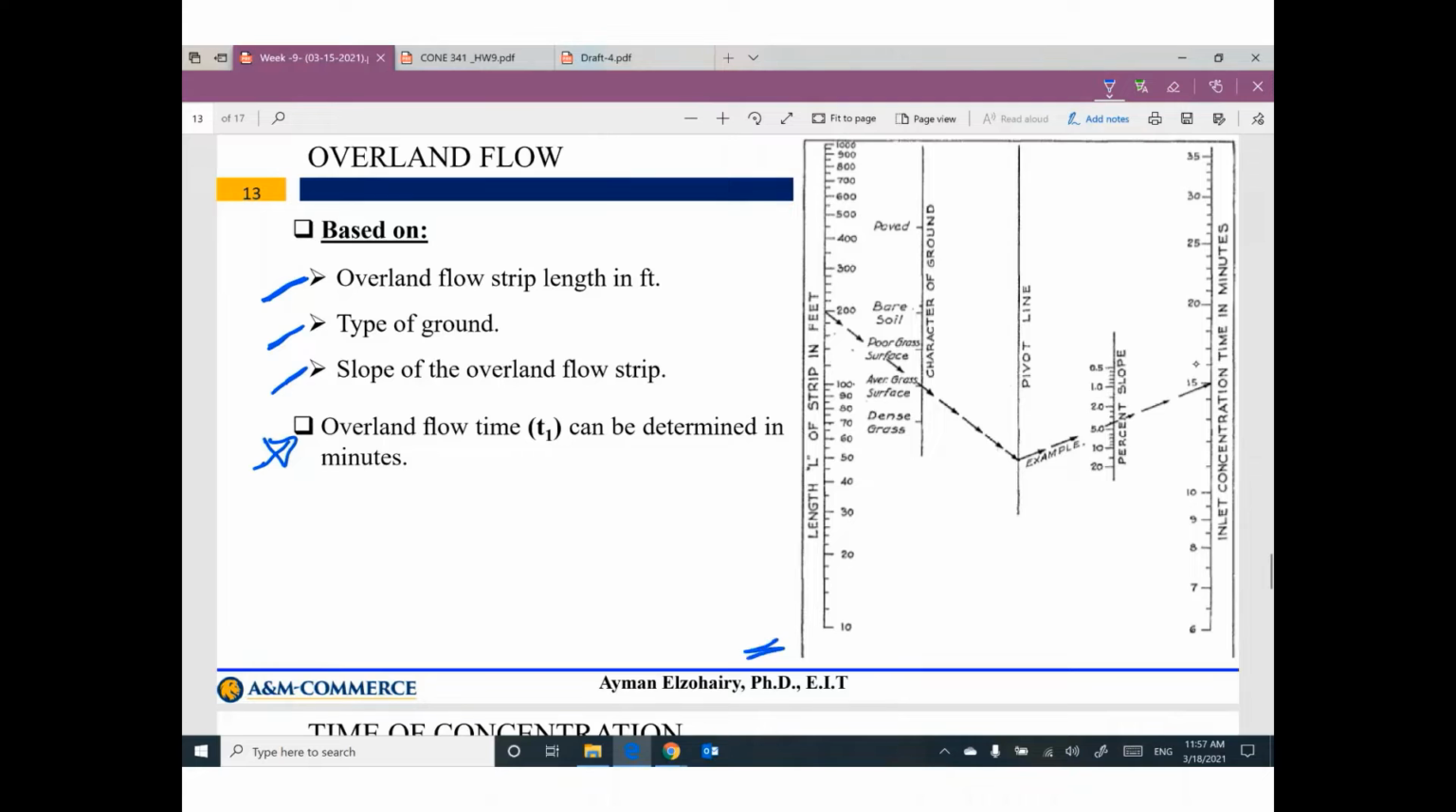We are going to use this chart. The first scale here is called length in feet of the strip length. So I will say, here is the start point of the drop. This drop will flow this distance L as overland flow. So for example, 50 feet. Then I will put here at 50. So the first step, what is the strip length of this overland flow?